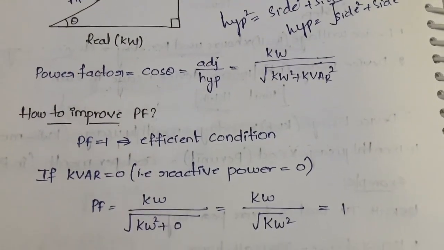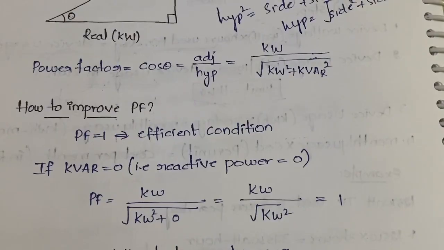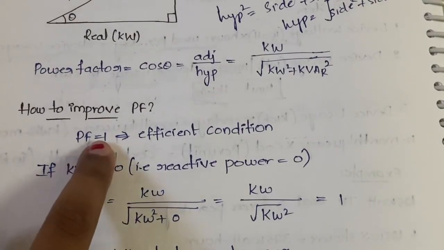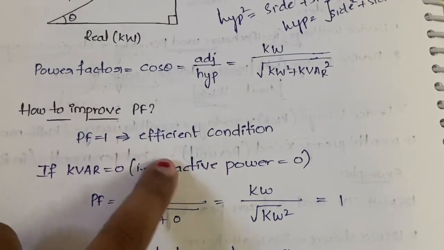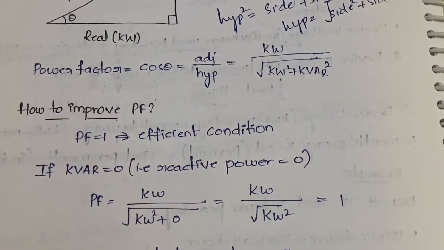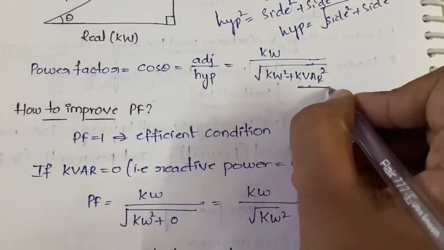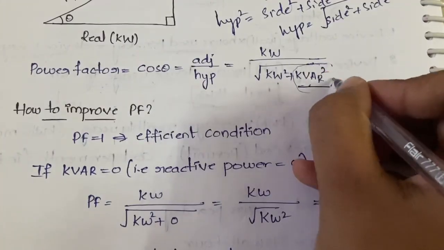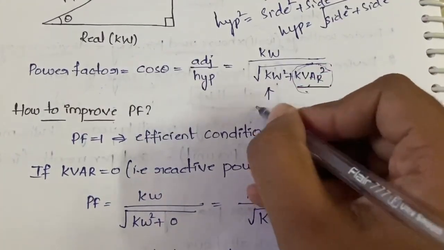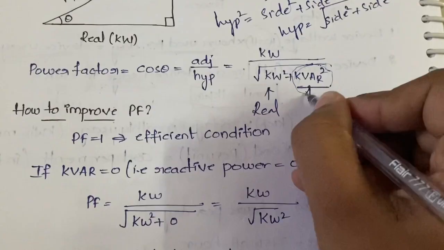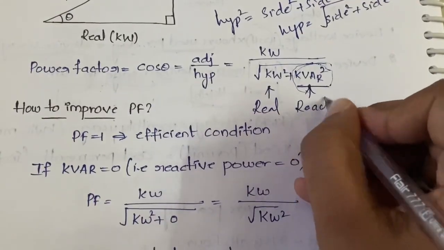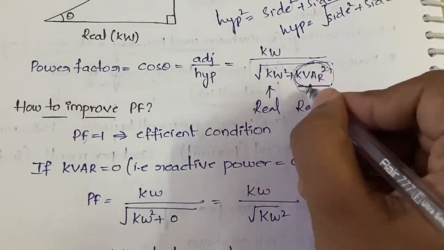See, how to improve the power factor. Before that, what do you mean by an efficient power factor? If the value is equal to 1, then it is said to be efficient, that is the power factor is good. So how to make it 1? By making this kVAR 0, that is you will be making the reactive component 0. This is the real component and this is the reactive power component, right? You need to make this one 0.